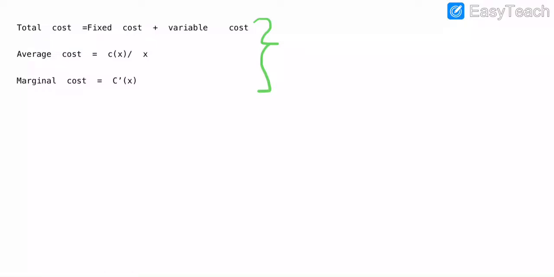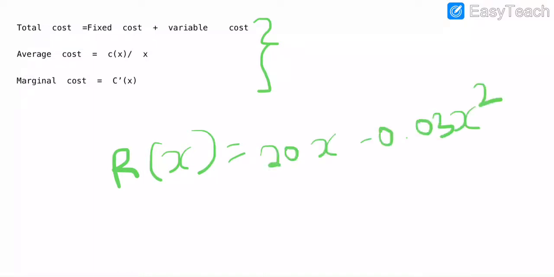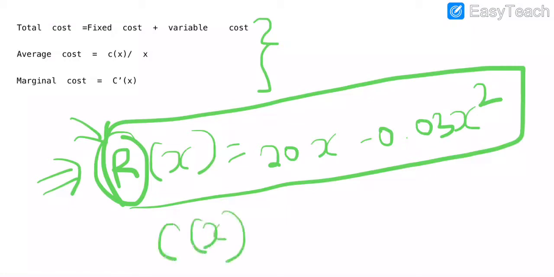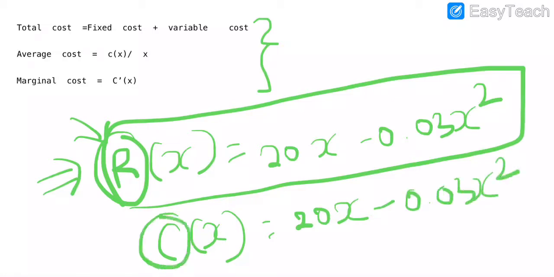Okay, so during the question, normally the question will give you one function. The function is something like this. I give you the example. For example, like this, 20x minus 0.03x power of 2. So this is what we call a function. Normally the question will give you a function like this. So R here is normally what we call a revenue function. If the function is like this, for example, 20x minus 0.03x power of 2, so see here, normally we call this a cost function.